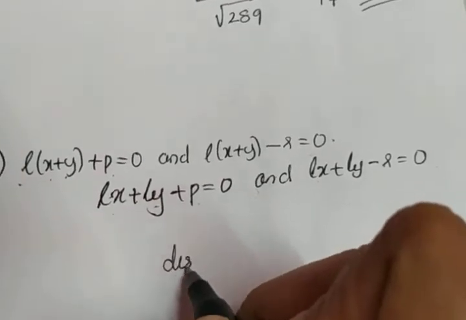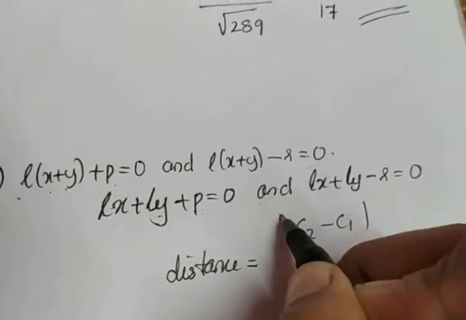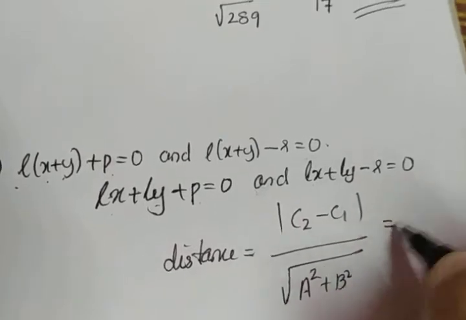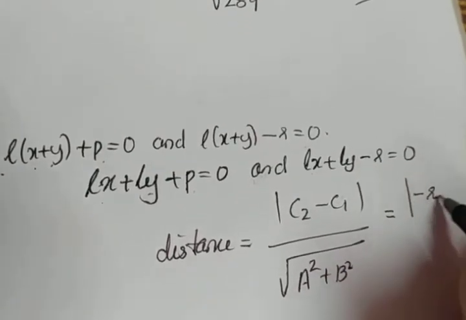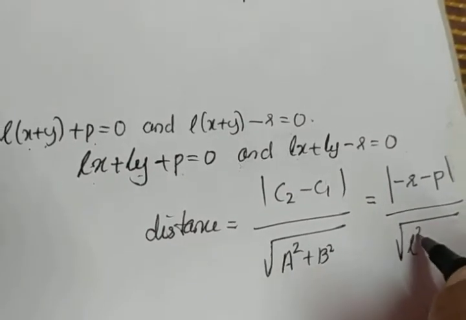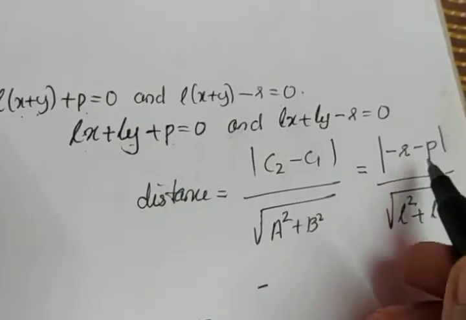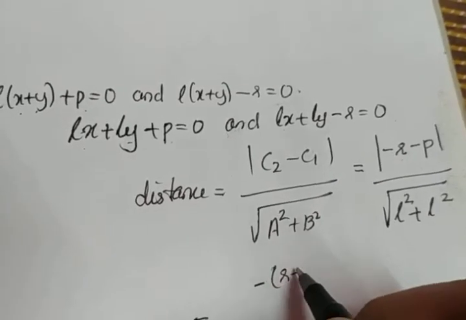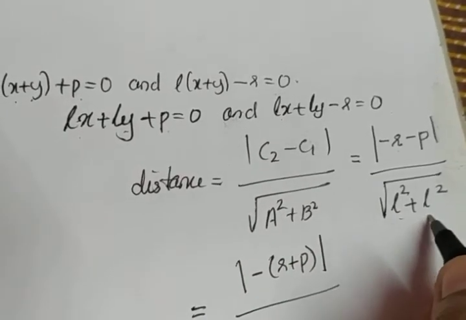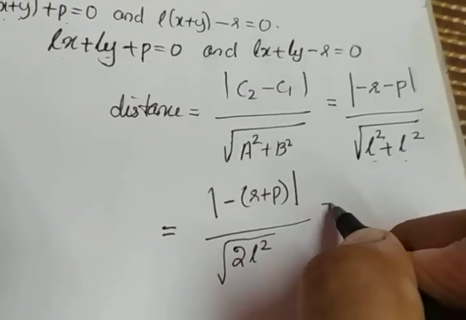So here also, to find the distance, what's the formula? Distance is equal to the modulus of C2 minus C1 divided by the root of a square plus b square. C2 minus C1 is −R − P. a square is L square, b square is also L square. So what we get? Here we can write −R − P as −(R + P). If I take the negative outside, its modulus divided by L square plus L square, which is 2L square, under the square root.